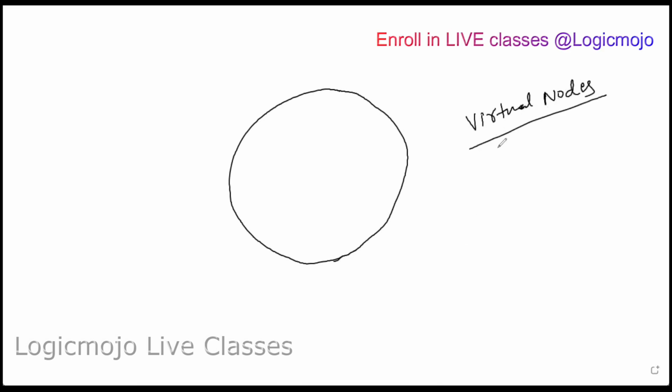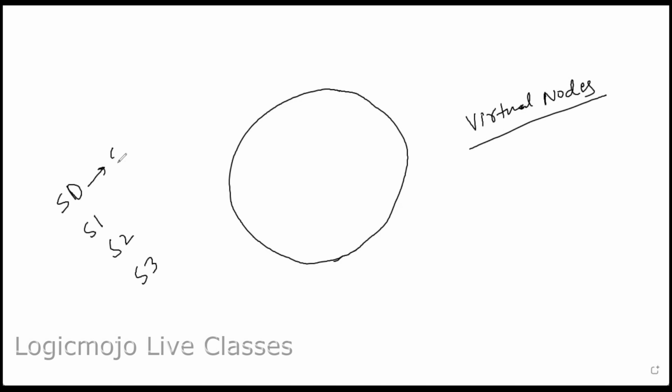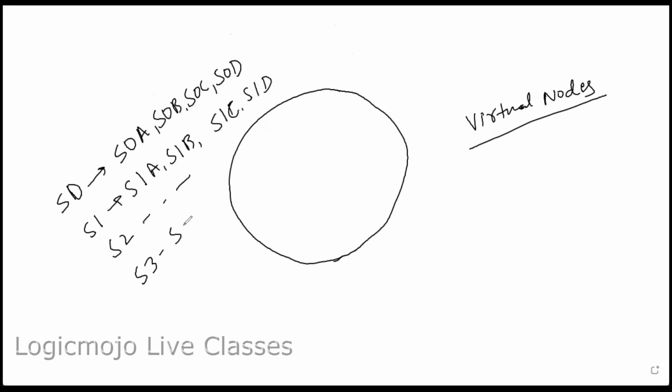Okay, so what does virtual node mean? Suppose there are four servers, S0, S1, S2, S3. We will create aliases of these. Let's have a naming convention. Oh man, I should be better with these things. Okay, naming conventions. So let's have it like S0A, S0B, S0C, S0D, S1A, S1B, S1C, S1D, and so on, S3A till S3D. So I am just creating virtual nodes for S0. There are four nodes.